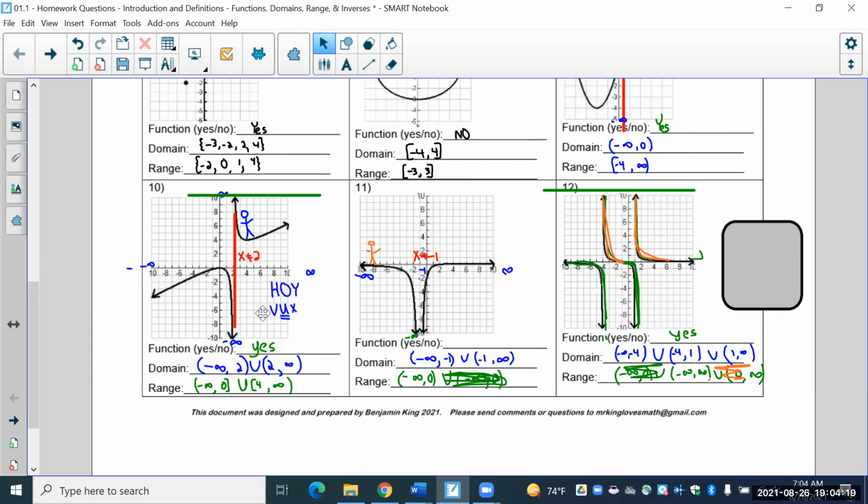It actually has a special name. I don't want to scare you with it. It's called an asymptote. We'll learn about it in, I don't know, probably around December. It doesn't touch the vertical one. It does touch the horizontal one. So it does touch the range value.